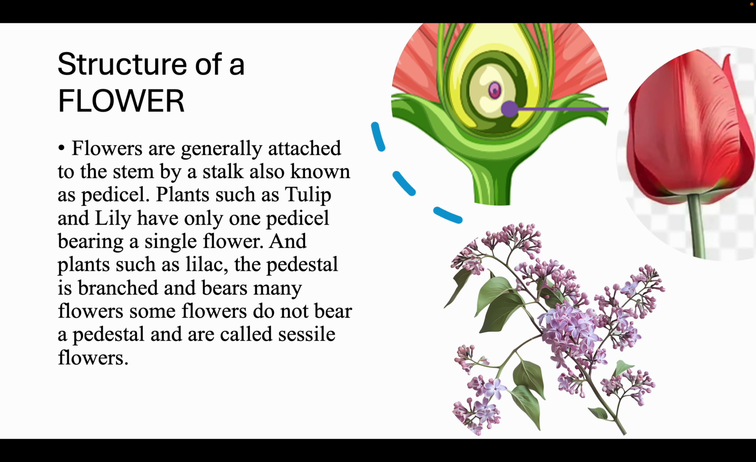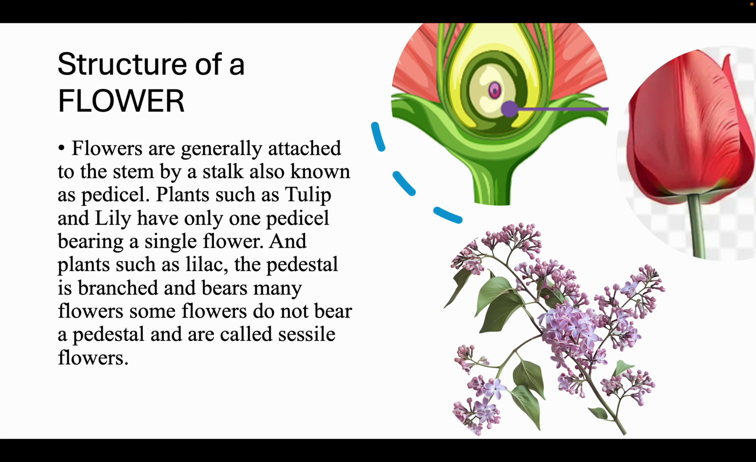As you see, every flower is generally attached to a stem by a stalk, also known as pedicel, however you want to pronounce it. So this part here is known as pedicel or stalk. Now, tulip and lily have only one pedicel, one pedicel bearing a single flower. But for a plant like lilac, the pedicel is branched and bears many flowers. Nothing rocket science about this.